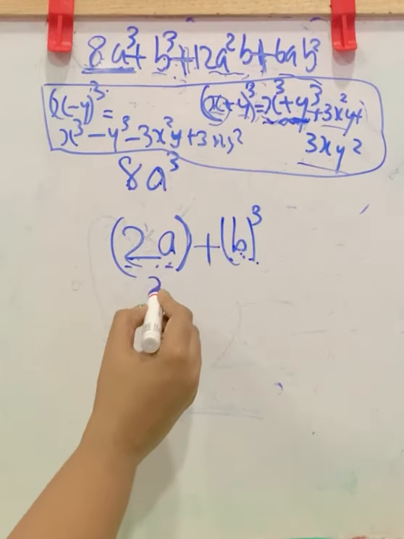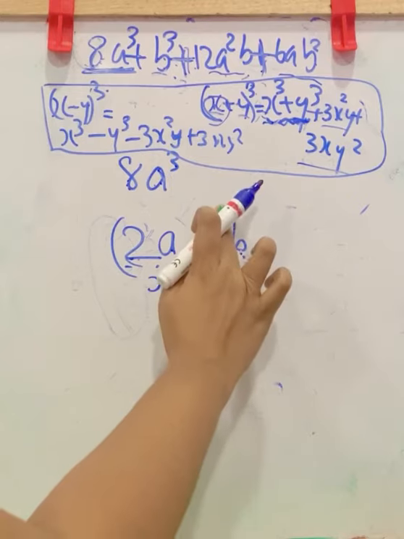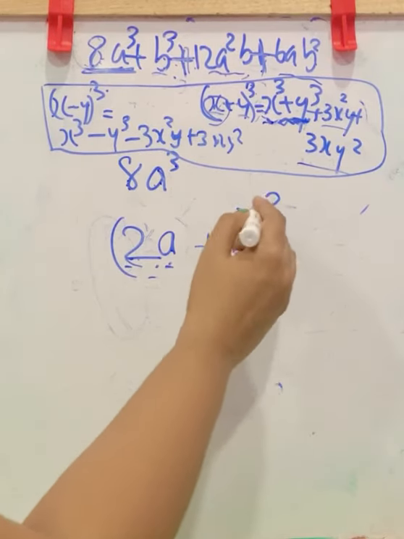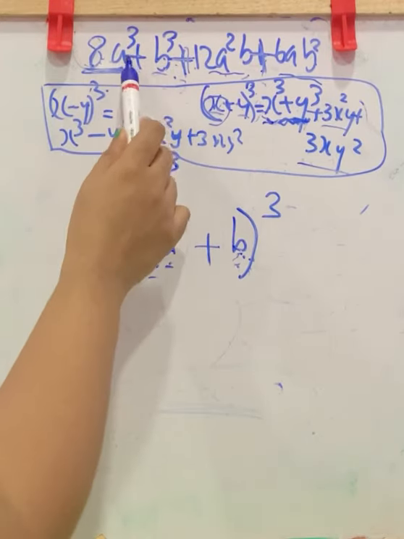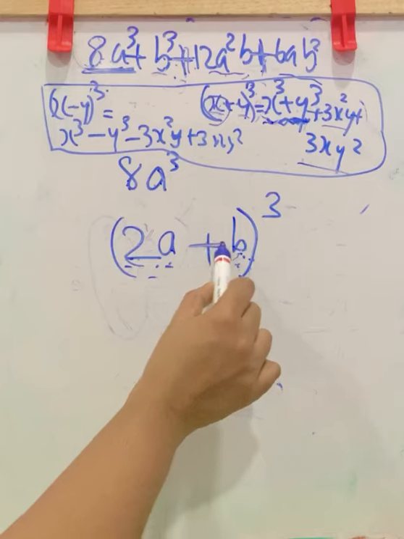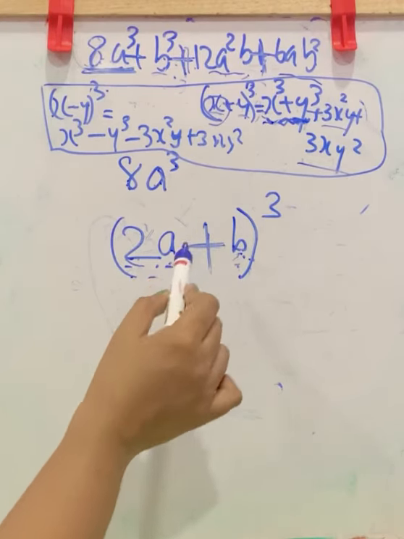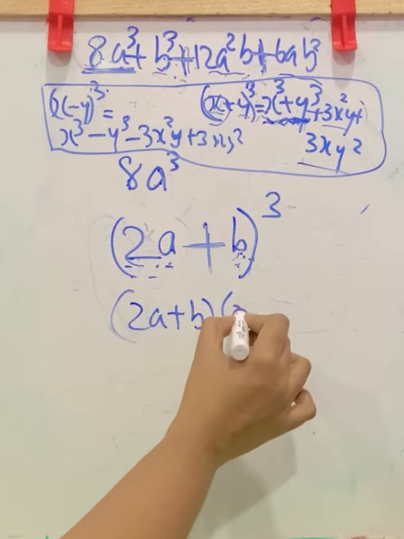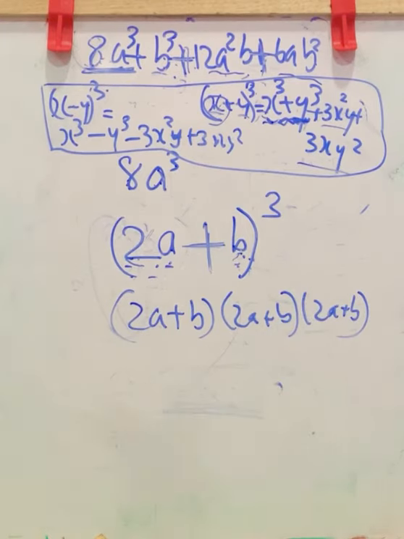So this is x and this is y, and we want to write it as 2a plus b whole cube. From these two terms we find x and y, and from these symbols we got all are positive, so here will be positive. So 2a plus b whole cube, that is 2a plus b into 2a plus b into 2a plus b. These are the factors.